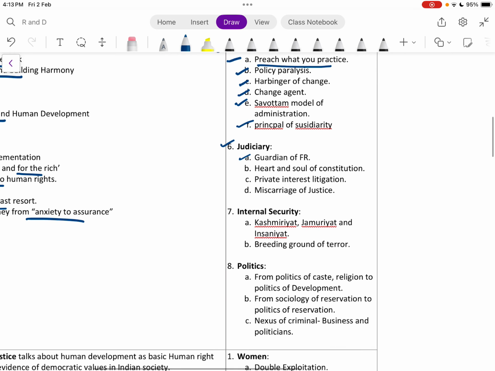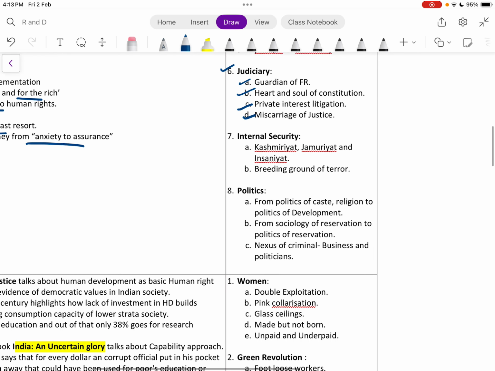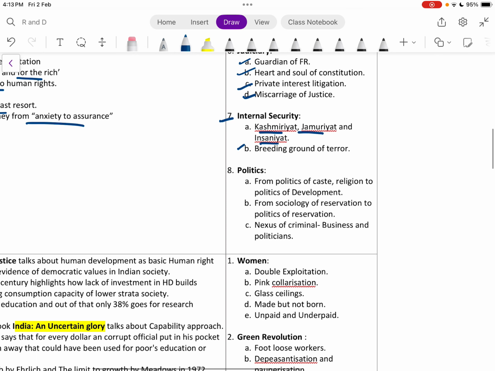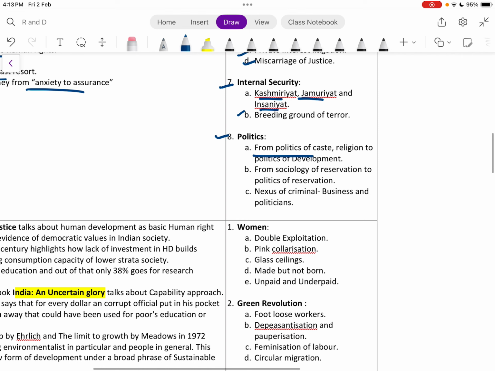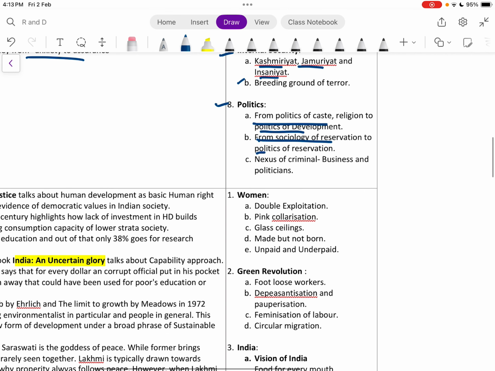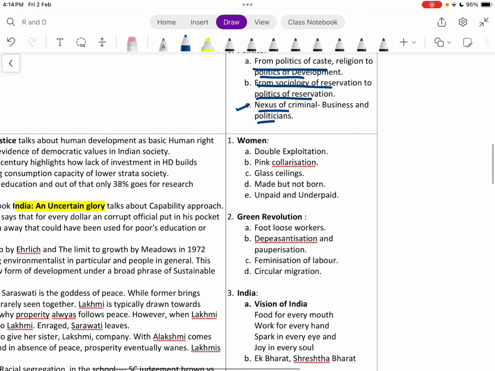Judiciary: guardian of fundamental rights, heart and soul of the Constitution, public interest litigation, miscarriage of justice. Internal security: Kashmiriyat, Jumhuriyat, and Insaniyat, breeding ground of terror. Politics: from politics of caste and religion to politics of development, from sociology of reservation to politics of reservation, nexus of criminals, business, and politicians.